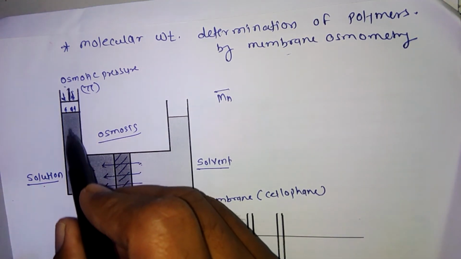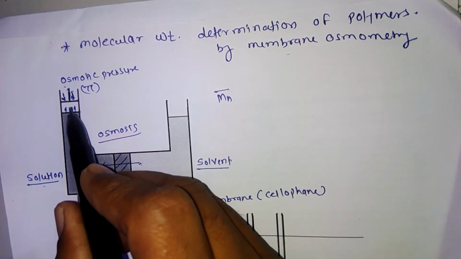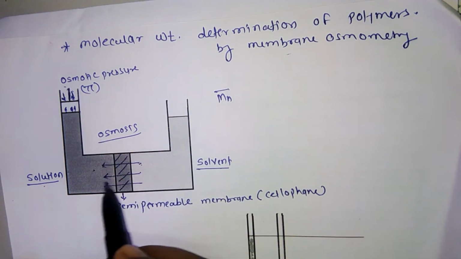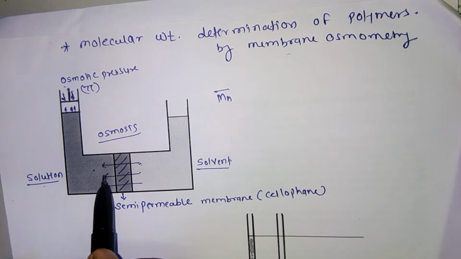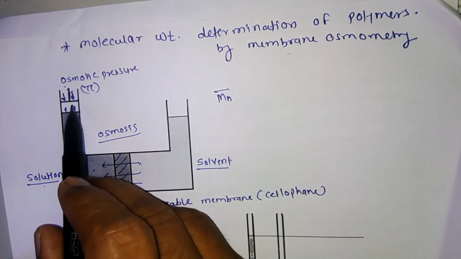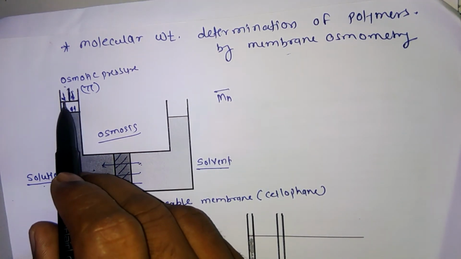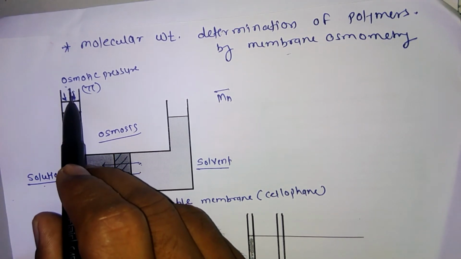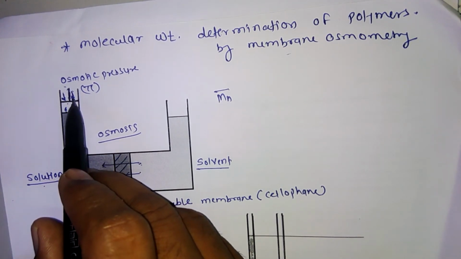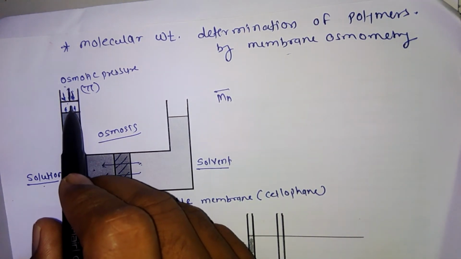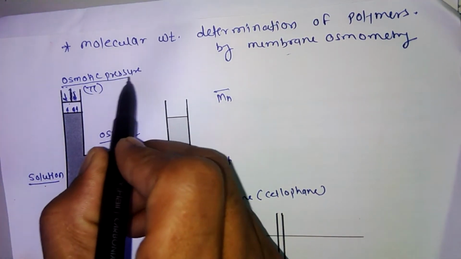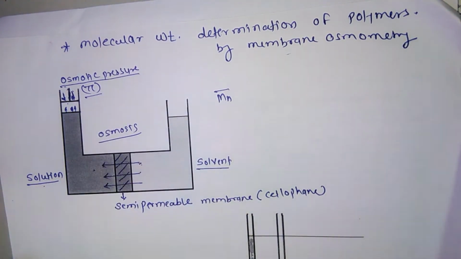Now this is a capillary in which the liquid level increases as the solvent passes through the semi-permeable membrane. If you want to stop this process, we have to apply pressure from this side. This is a piston, and we apply pressure to stop the process. The pressure which is applied is known as the osmotic pressure. It is denoted by the pi symbol.